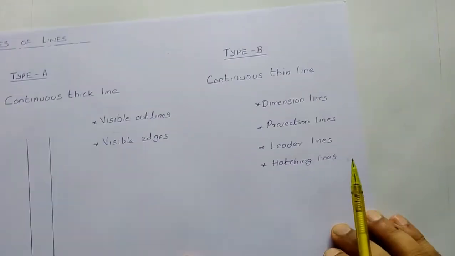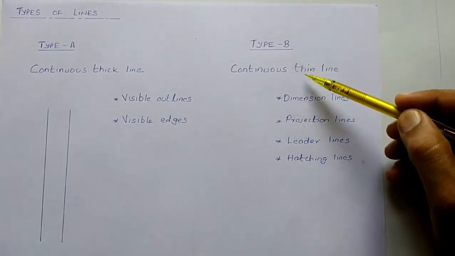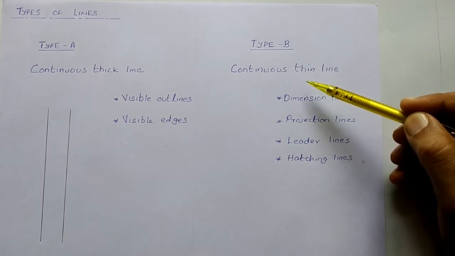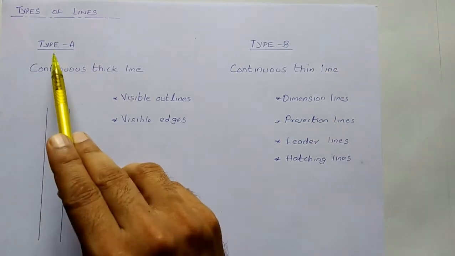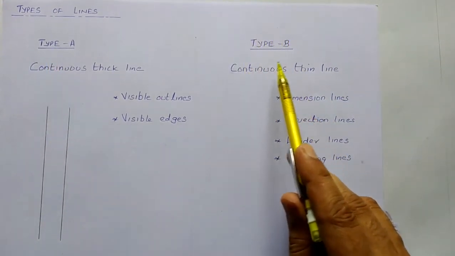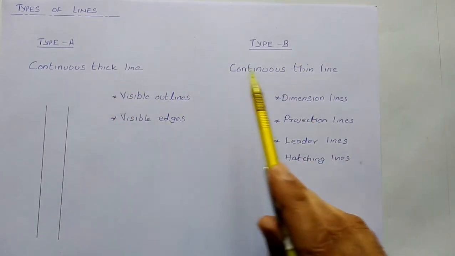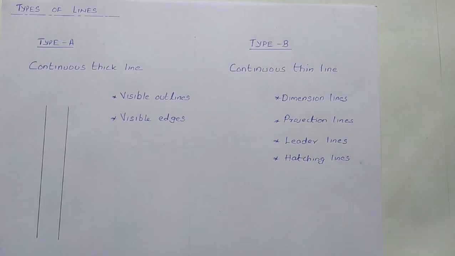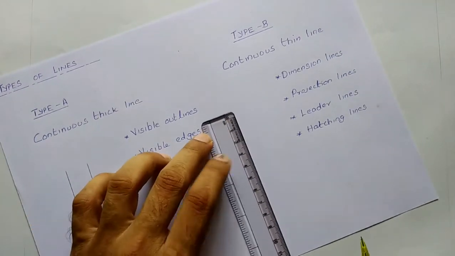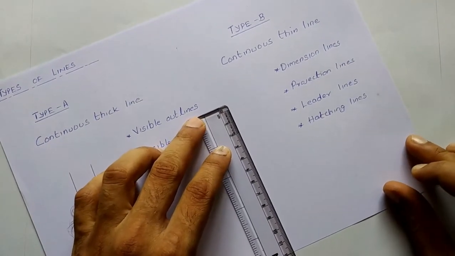Okay, the next type of lines are known as continuous thin lines. This is the type B line. The similarity between type A line and type B line is that both are continuous in nature. One is a thick line, another one is a thin line. So how to draw a continuous thin line? Let us draw a continuous thin line of 10 centimeter length.